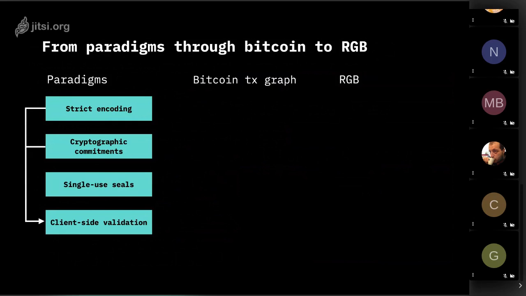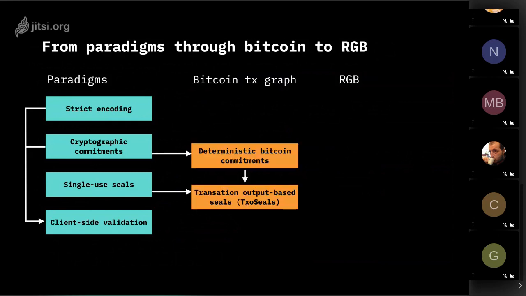Of course, they use cryptographic commitments for making sure that the history of RGB is immutable, at least given the underlying Bitcoin transaction graph immutability. The single-use seals I've been talking about, and the client-side validation specific things. On top of that, there are modules related to the Bitcoin network, the extension of the basic Bitcoin functionality. First of all, primarily related to cryptographic commitments, and the application of cryptographic commitments to Bitcoin transactions are named deterministic Bitcoin commitments, and single-use seals, whose application to the Bitcoin graph is named transaction output-based seals, or TXO seals. And these seals use these deterministic Bitcoin commitments to make sure that the next state, the next change, is strictly committed to.